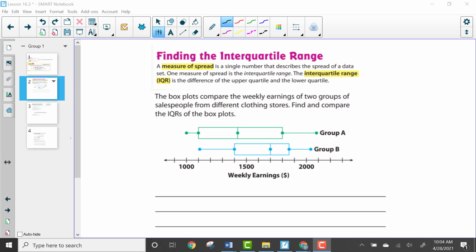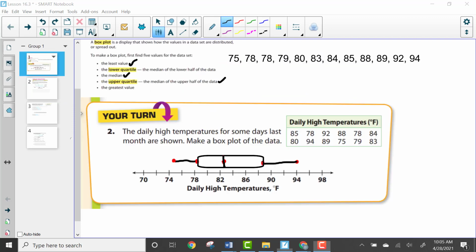Now we're going to look at the next part of this lesson on page 464, and that's titled Finding the Interquartile Range. Now I know we're using a lot of different terms within this lesson, but just take it a term at a time. It says a measure of spread is a single number that describes the spread of a data set. One measure of spread is the interquartile range, or sometimes we call it the IQR. That's the difference of the upper quartile and the lower quartile.